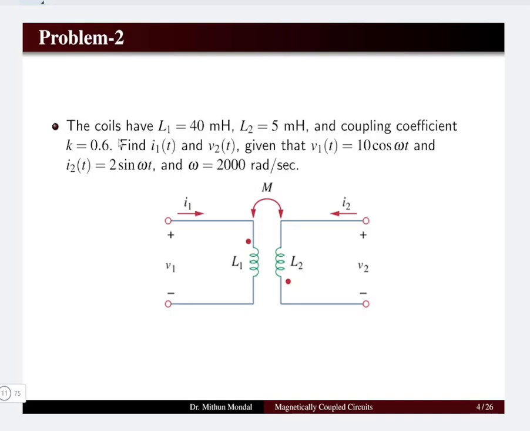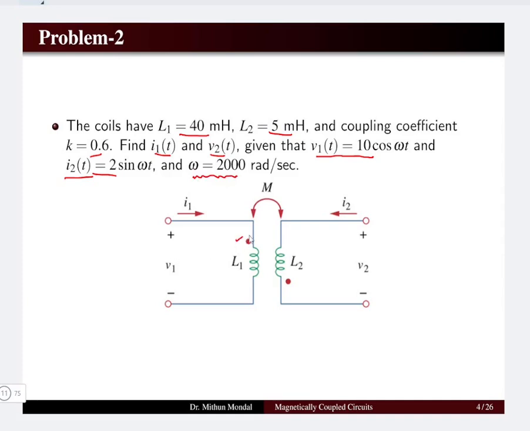Next problem. In this figure, the coils have self-inductance of 40 millihenry and 5 millihenry and the coefficient of coupling is 0.6. We have to determine the current I1 and voltage V2 as functions of time t, given that voltage 1 is 10 cos omega t and current 2 is 2 sin omega t. The frequency is given to be 2000 radian per second.